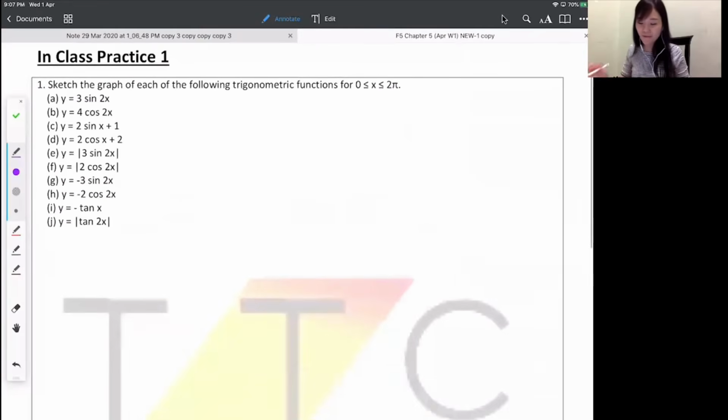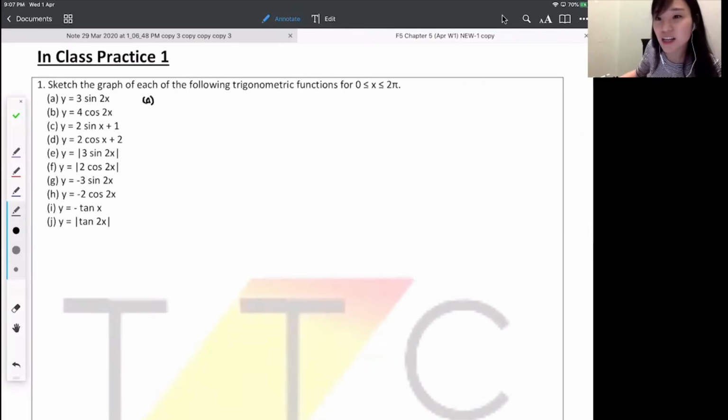Let's look at question 1. Let's try to sketch together. I will sketch quite slowly. For those who can sketch yourself, you can try, but you must check back my answer. Guys, you must label, okay? I see this afternoon's student got no label. You must label all the x-axis and the y-axis, okay? Let's start. Sketch.